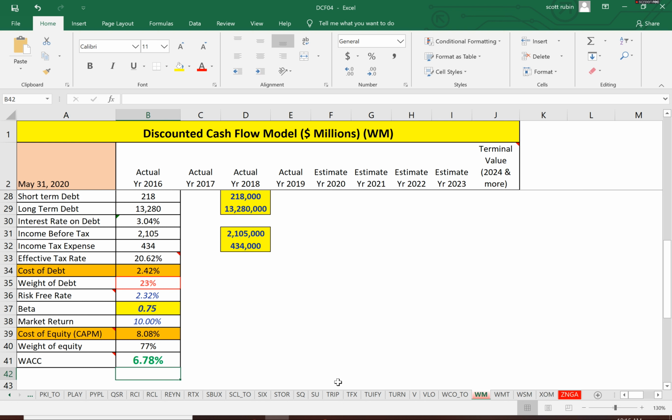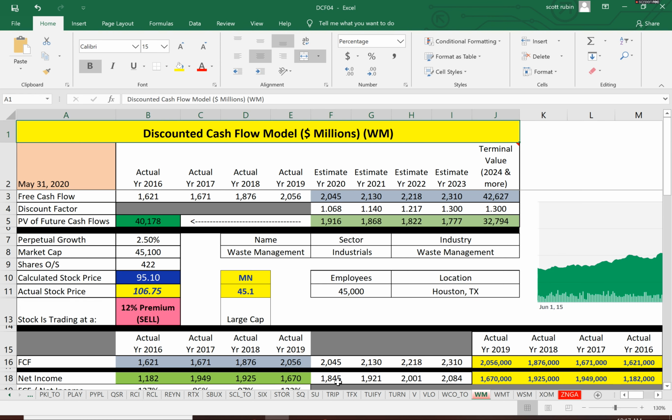So now we have the WACC, 6.8%. That's a blend of the equity and debt. This is the discount rate this company should be using to take on new projects, and this is the discount rate we're going to use for the free cash flows.